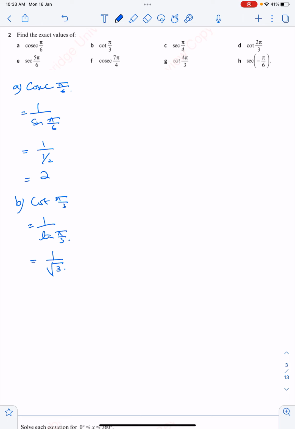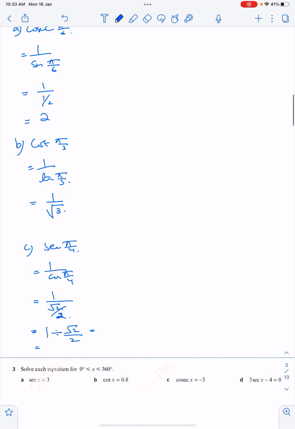Okay, moving on to the C part, it's sec of pi by 4. Pi by 4 is 45 degrees, so 1 upon cos of pi by 4, which is 1 upon cos of 45. Cos of 45 we know as root 2 upon 2. So it's going to be 1 divided by root 2 upon 2, which is actually 2 divided by root 2. If you rationalize, you get 2 root 2 upon 2, which is actually root 2. So the answer to this part is going to be root 2 only.